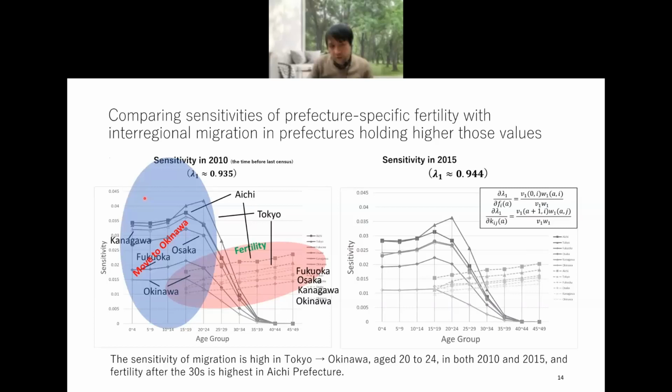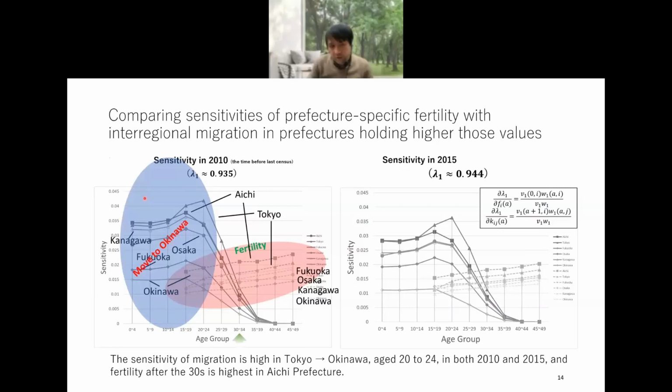The solid line represents the sensitivity of the migration rate of each area to Okinawa, with high reproductive value. The dashed line shows the sensitivity of each region to the fertility rate. The shape of the figure shows no structural changes between 2010 and 2015 in Japan, where the population is declining.